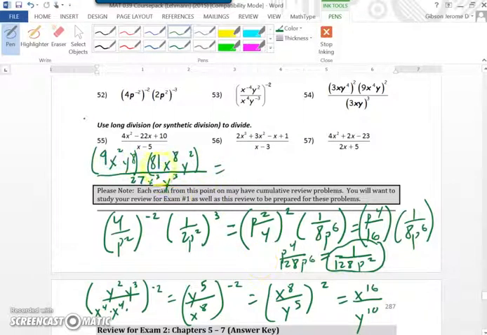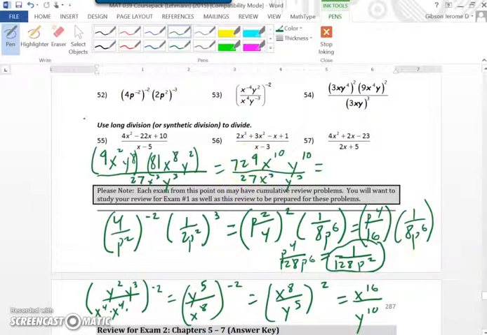So now we multiply. 9 times 81 will give us 729. X to the 2nd times x to the 8th is x to the 10th. And y to the 8th times y to the 2nd is y to the 10th. And this is all over 27, and then this will be x to the 3rd, y to the 3rd.